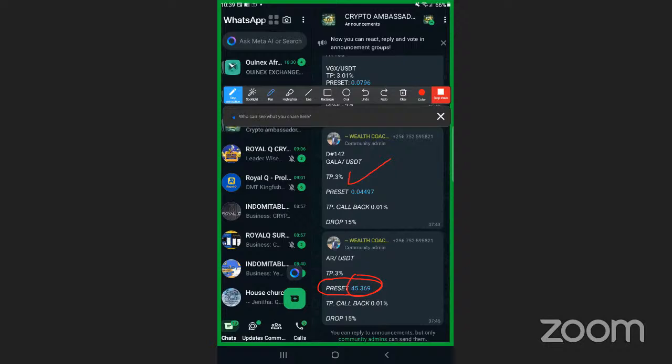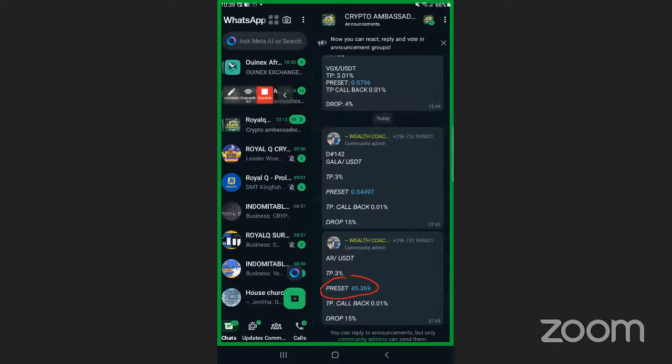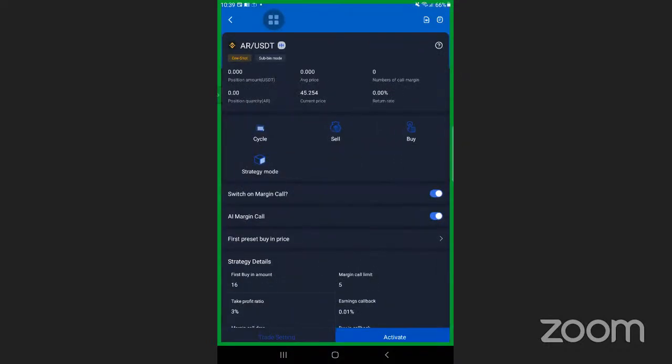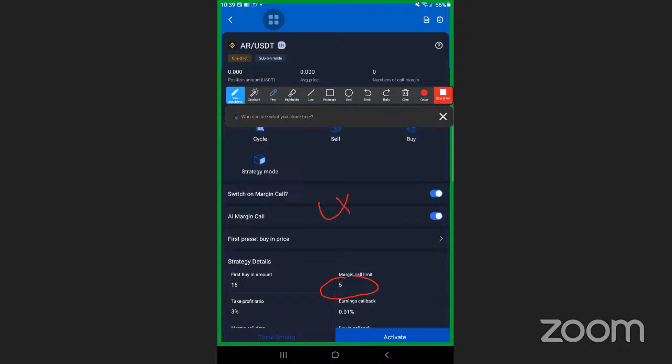So we want to see, is our preset price lower than our current price? Because from the time this signal was dropped, it's a long time ago. All right, but let's go and check. This is our preset price. How do we put in our preset price? It's 45.369. Okay, so our preset price is 45.369.